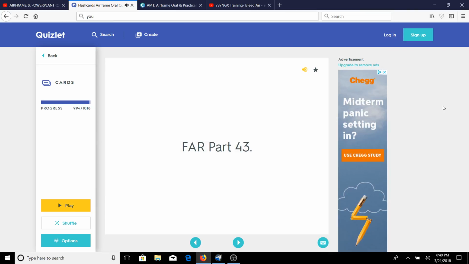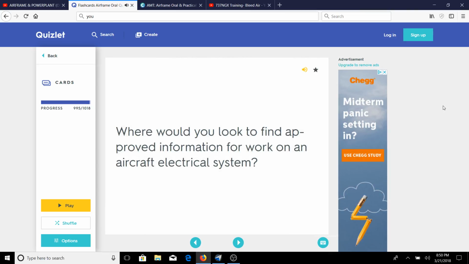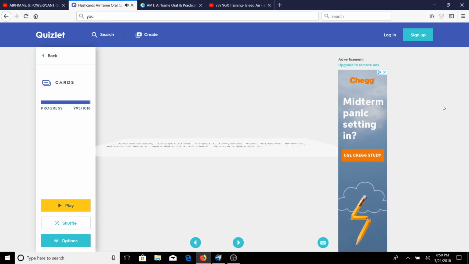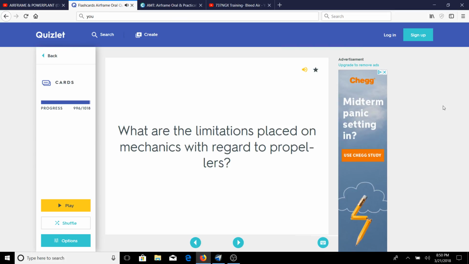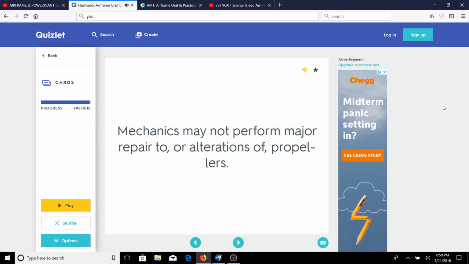FAR Part 43. Where would you look to find approved information for work on an aircraft electrical system? In the manufacturer's maintenance manual or other instructions for continued airworthiness. What are the limitations placed on mechanics with regard to propellers? Mechanics may not perform major repair to or alterations of propellers.